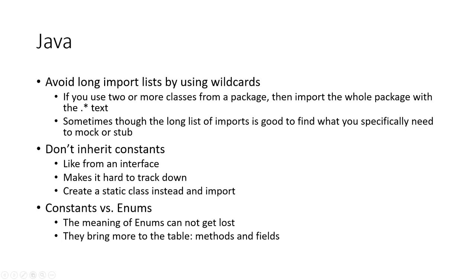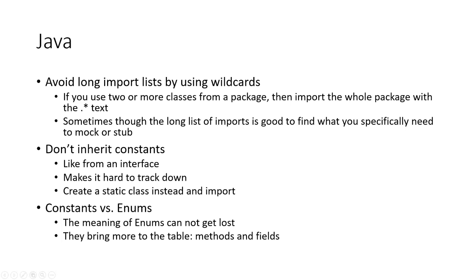But he does admit here that sometimes the long list of imports is good to find out what you specifically need to mock or stub. So this could be good in a situation where, if I don't know what all is being imported from java.util, then it's going to make it hard for me to mock things in my tests. This way, I'm going to have to actually look deeper into the test file in order to figure out what exactly I'm using. So there's pros and cons to this.